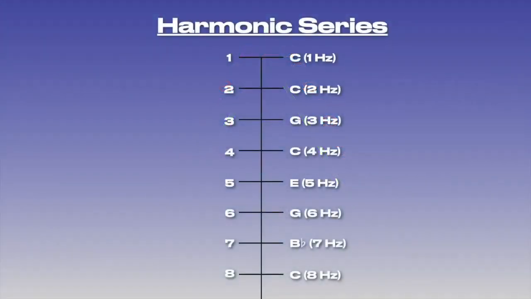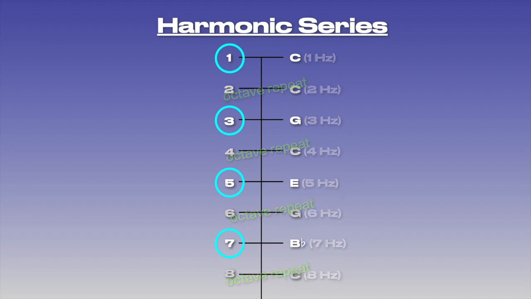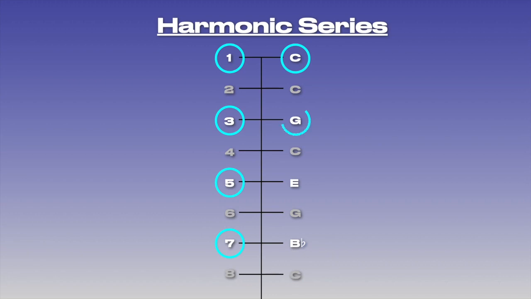This process is also seen in the harmonic series. Every even-numbered harmonic is a previous note, a repeating octave, but each new note is generated as an odd number, filling the interval between the 2 even-numbered harmonics that surround it. So let's gray out the even numbers and focus on the odds. In the first 8 harmonics, 4 new notes are generated: C in the first harmonic, G in the third harmonic, E in the fifth harmonic, and B flat in the seventh.